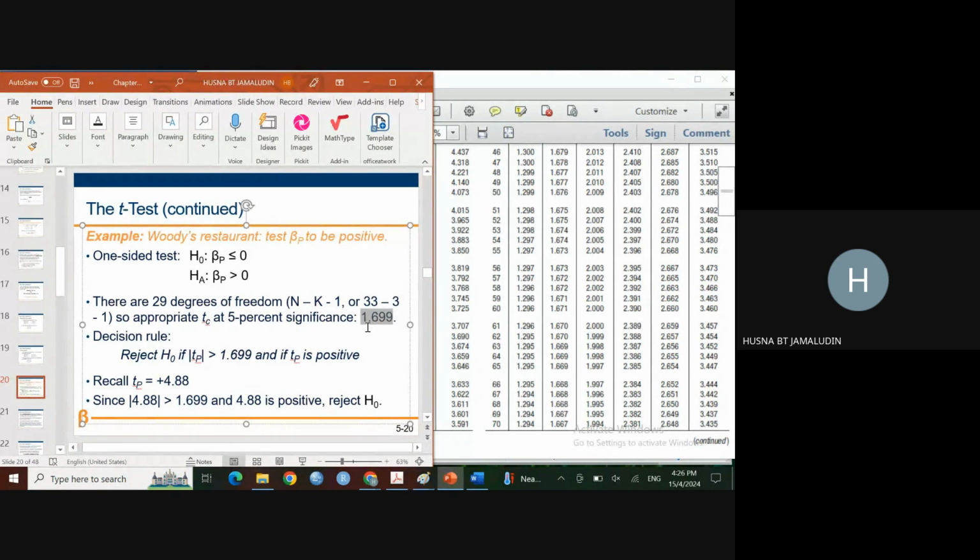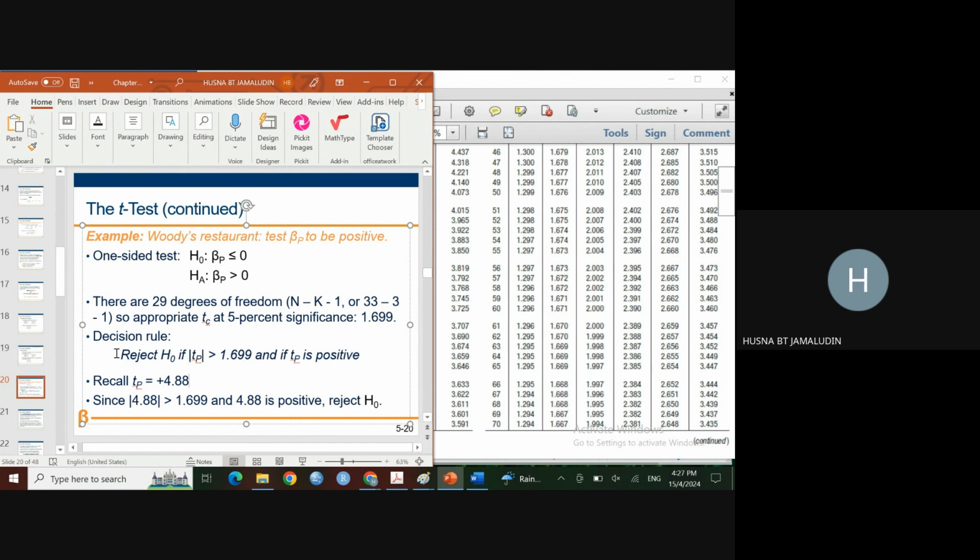Remember, CV is very important because you want to decide the rejection region. So reject H null if your T statistic is bigger than your CV, if your T statistic is positive. What is your T statistic? You have computed it. Remember your formula? You have your estimated coefficient divided by the standard error. So you got positive 4.88.